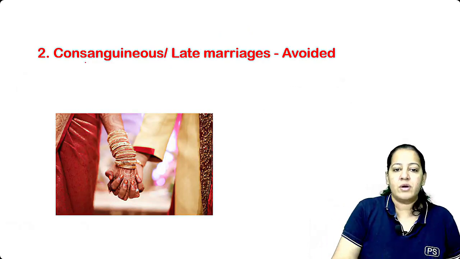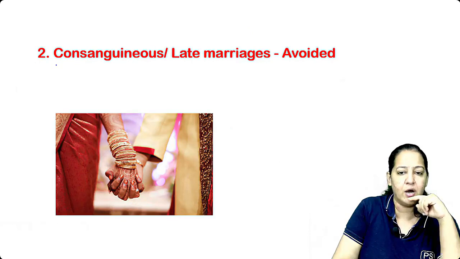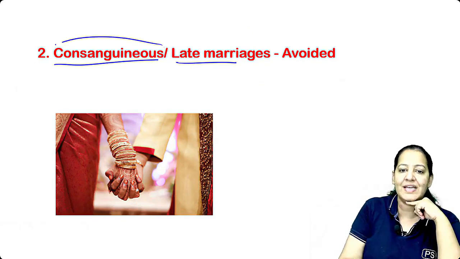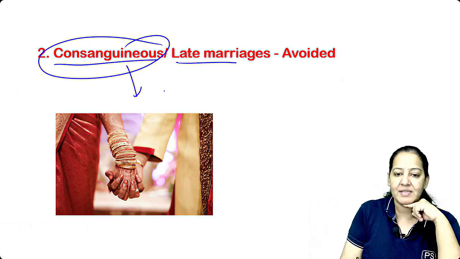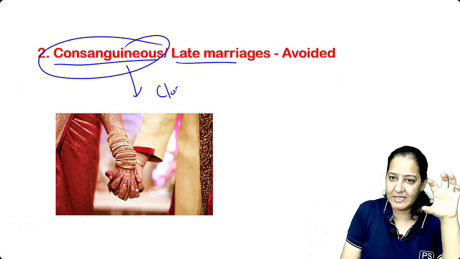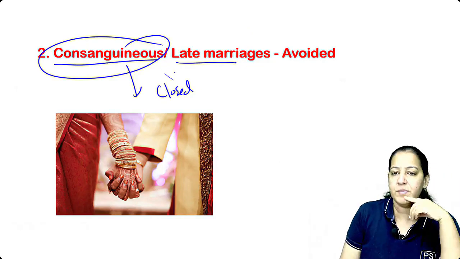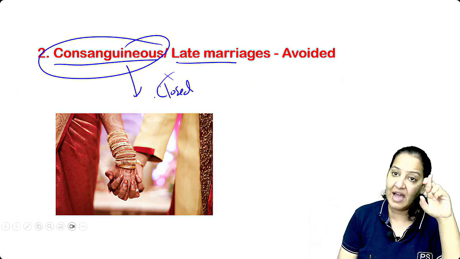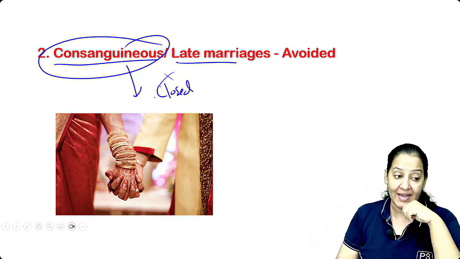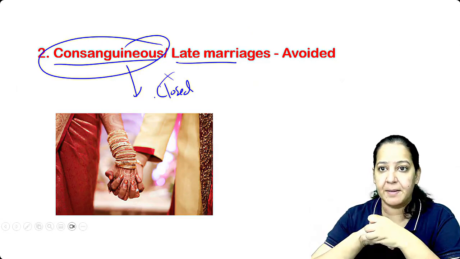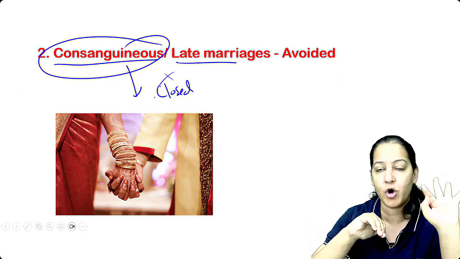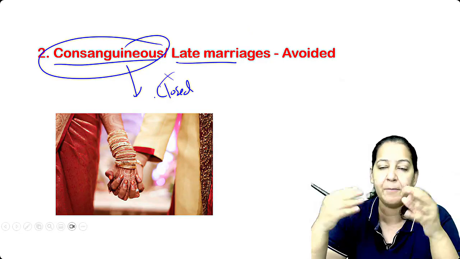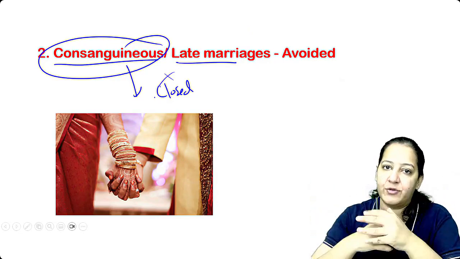Okay, number 2: consanguineous or late marriages should be avoided. What are consanguineous marriages? Marriages in a closed group, among close relatives. It should be avoided because in the same family, two persons can have the same disorders. Like thalassemia minor, the same example. It's very common in Punjabis, in Gujaratis, in Sindhis. So if they marry among themselves, there are high possibilities that two thalassemia minor people will marry together.